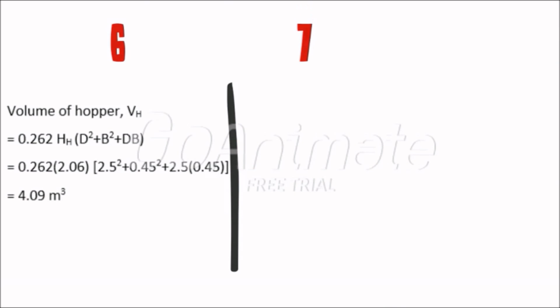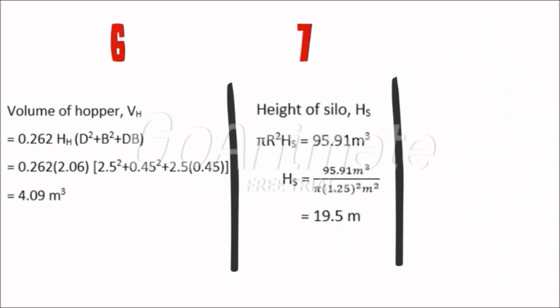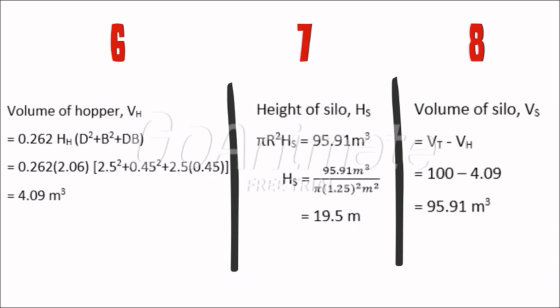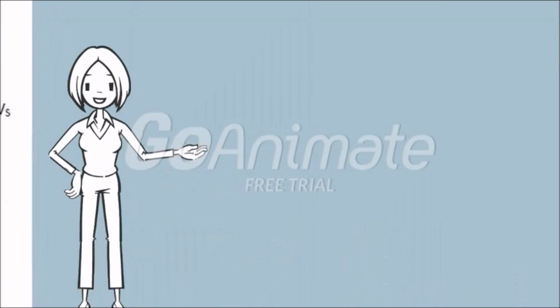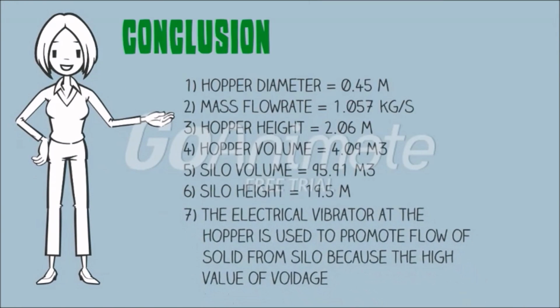The volume of the hopper is 4.09 cubic meters. Next, the height of the silo is 19.5 meters, and the volume of the silo is 95.91 cubic meters. All are calculated using the respective equations. In conclusion, these are the dimensions and values calculated in our hopper design.